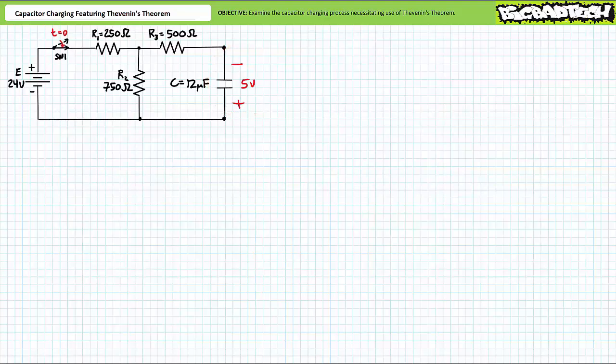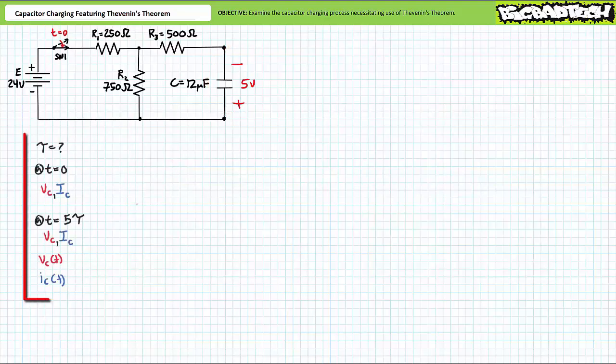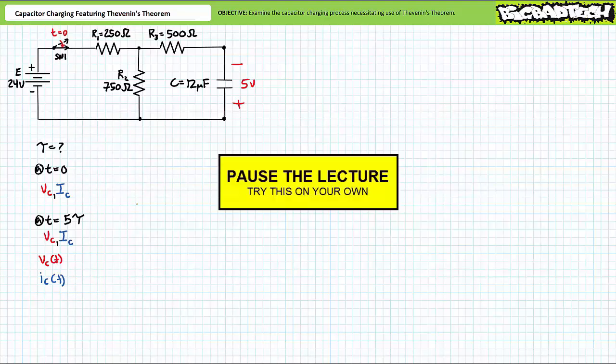If you need a task list, here it is. Determine the Thevenin's equivalent circuit seen by the initially charged capacitor. Determine the time constant for the charging process. Determine the initial conditions for the capacitor. Determine the final conditions for the capacitor. Determine the time-varying expressions for voltage across the capacitor and current through the capacitor. And finally, draw plots of voltage across the capacitor and current through the capacitor for a full charge of 5 time constants. By all means, pause the lecture and try this on your own.